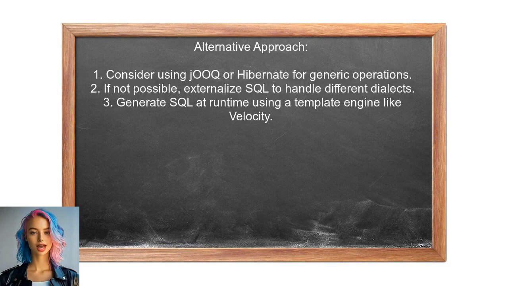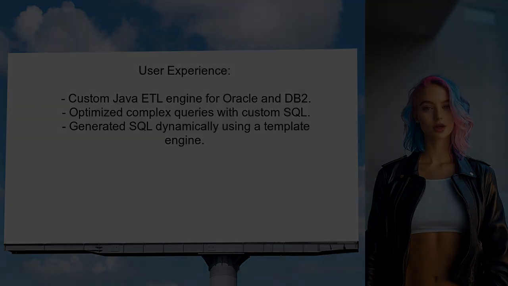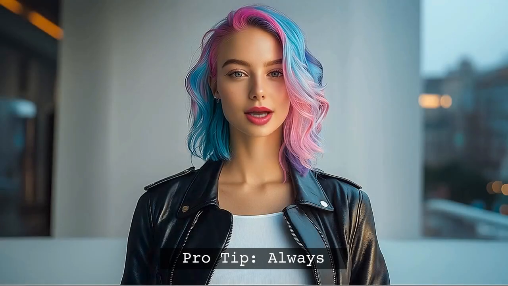This user suggests an alternative approach to achieve database independence in JDBC. They acknowledge that while frameworks like JDBC and Hibernate are ideal for handling generic database operations, they may not be suitable for everyone. Instead, they recommend externalizing SQL to accommodate different SQL dialects. The user shares their experience with a custom Java-based ETL engine that worked on both Oracle and DB2. They faced the challenge of optimizing complex queries and decided to generate SQL dynamically using custom templates tailored for each database. Here's that powerful tip I promised.